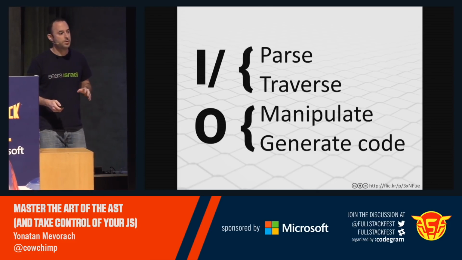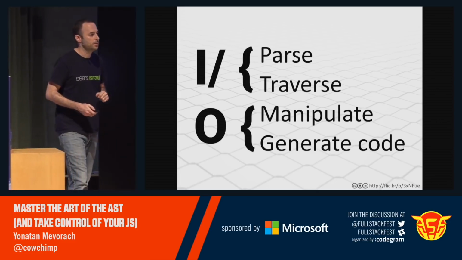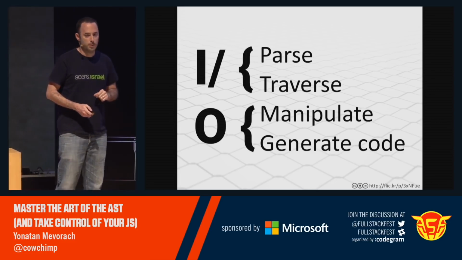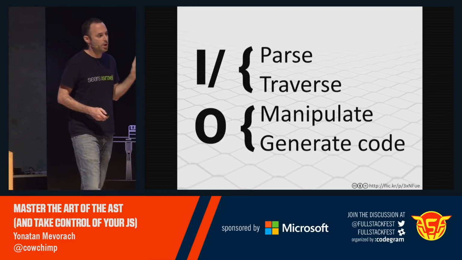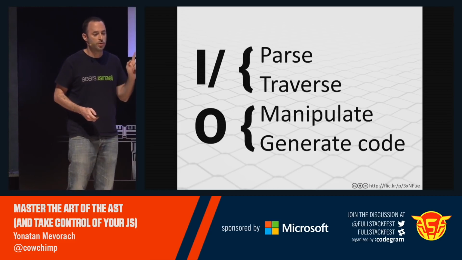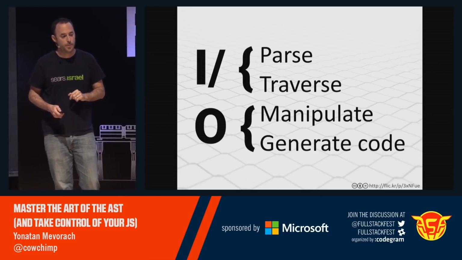There are 4 steps when we're working with ASTs, and we're going to go over each one. Actually, if you're only writing a tool that needs to just read JavaScript and doesn't have to output JavaScript, you can get away with using just the first 2.